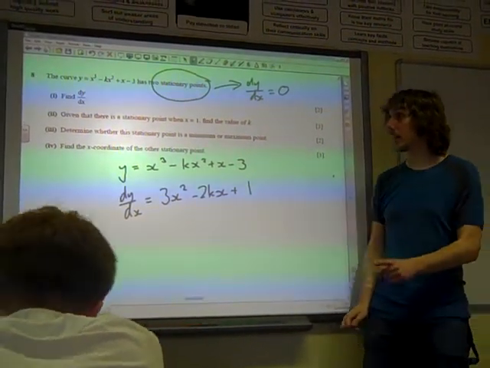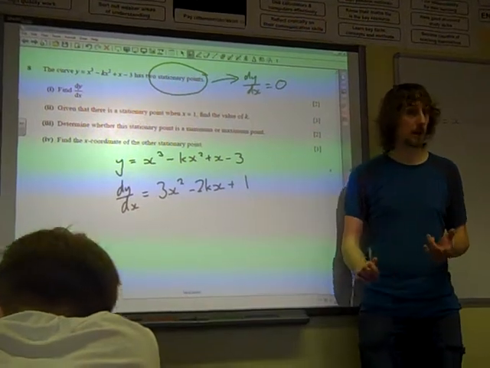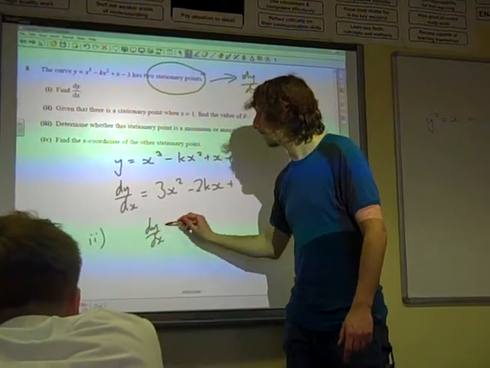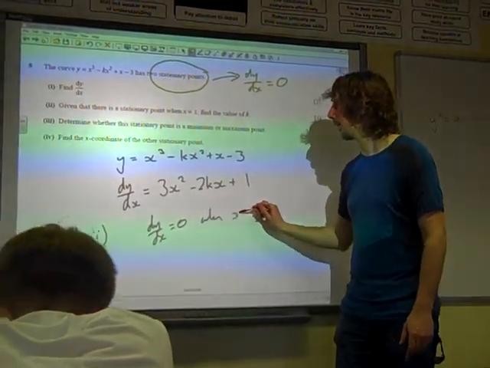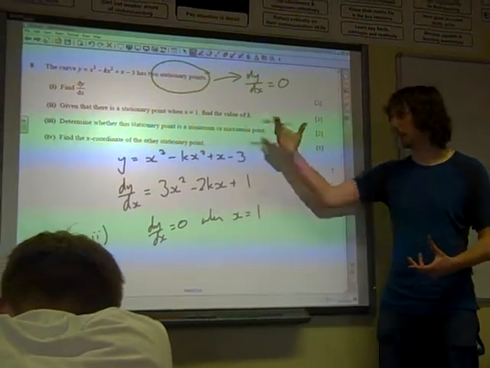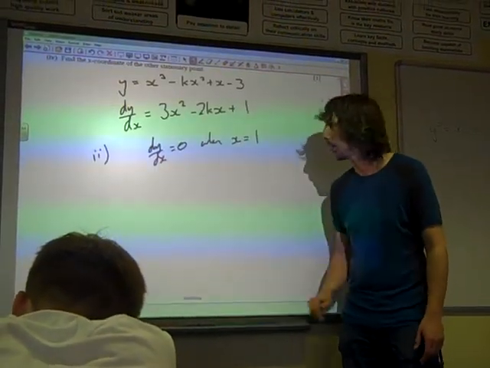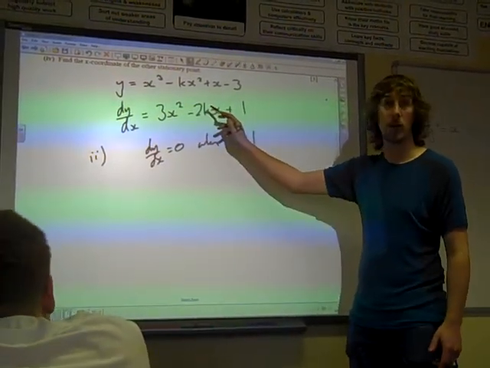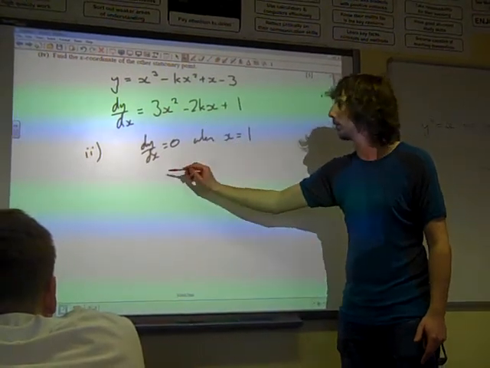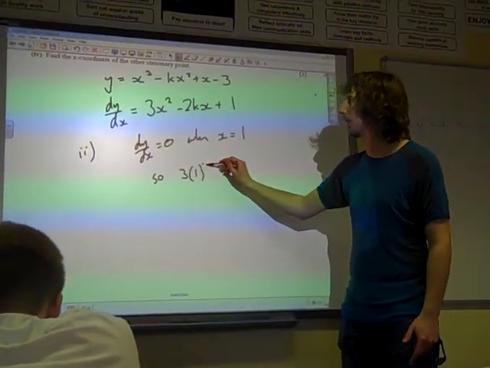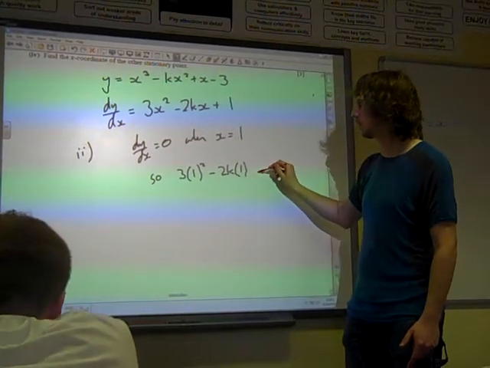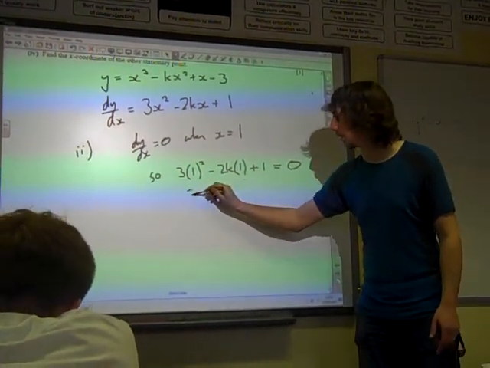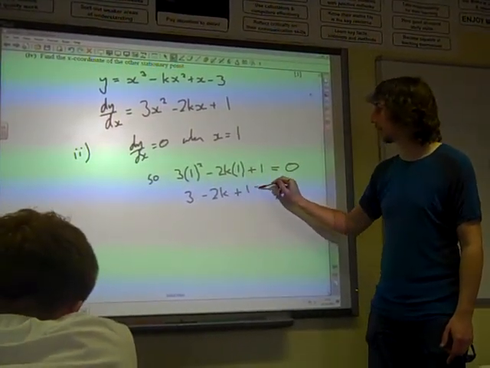Part 2. Given that there is a stationary point when x is 1, find the value of k. So this is telling us now that dy by dx equals 0 when x equals 1. That's what they're saying. So if that's true, then we're going to sub 1 into that equation, and it will be equal to 0. So 3 times 1 squared minus 2k times 1 plus 1 is equal to 0.